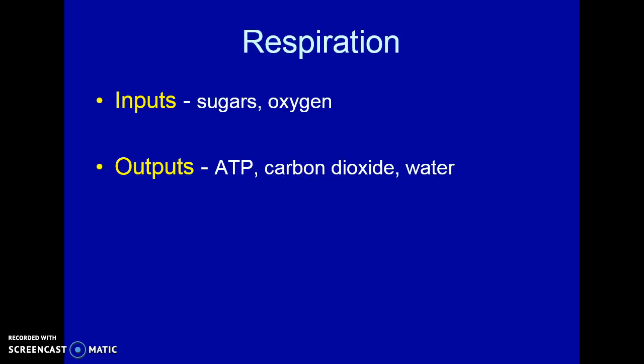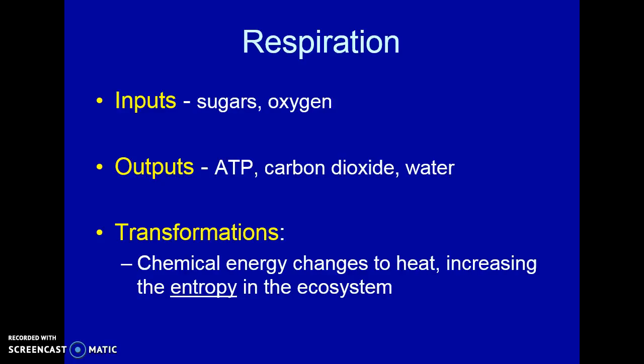But what's the really big part that we need to know? Well, we need to know the transformations in this process. That in this process, we're taking the chemical energy in sugar and we're changing it to usable energy. And through that process, we're creating heat. All right? And that's going to be related to entropy, which we've talked about before in this class.